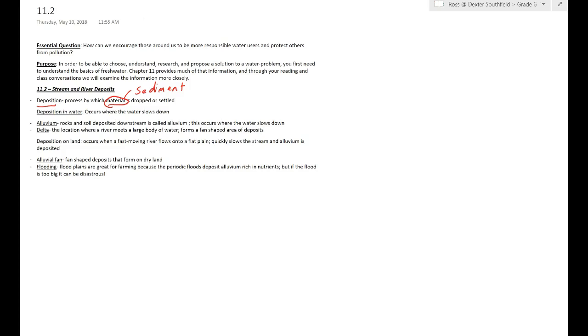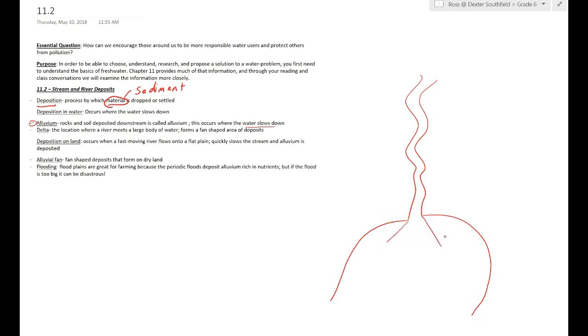So alluvium, right here, is a word for the rocks and soil that are moved downstream and later deposited. This occurs, again, in that process we were just talking about where water slows down. The delta is the actual location where a river meets a large body of water, and it forms a fan-shaped area of deposit. So if you've got a river that comes down like this, and then it enters into a big pond or lake, this area right here is going to be the delta, right? Because as this fast-moving water travels down here, it's going to hit the non-moving water of the lake. So it's going to very quickly drop all of the sediments right here.